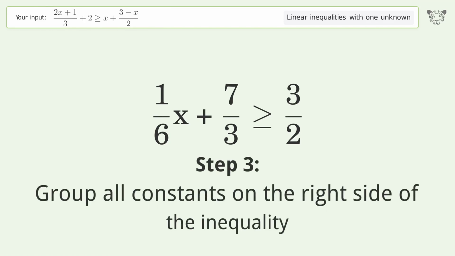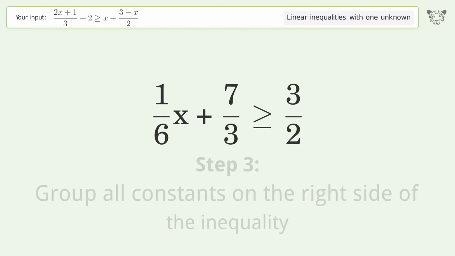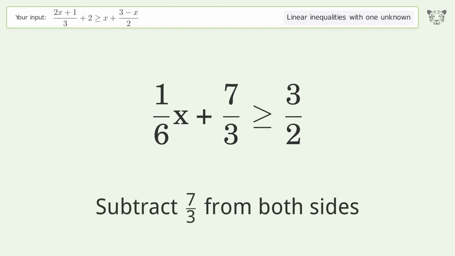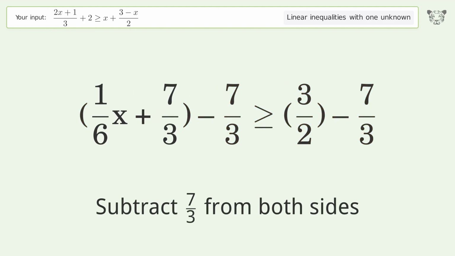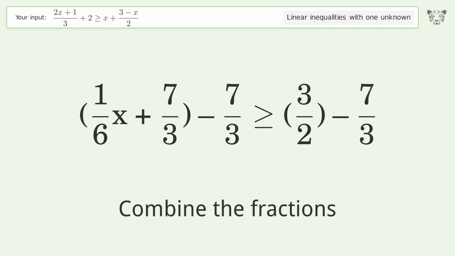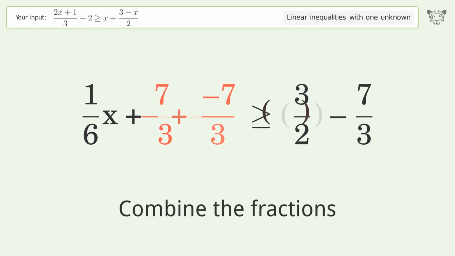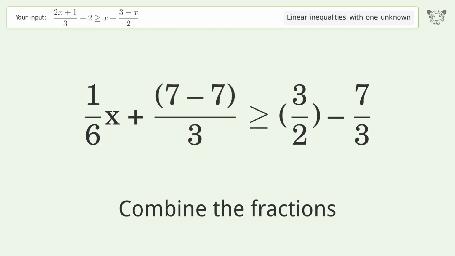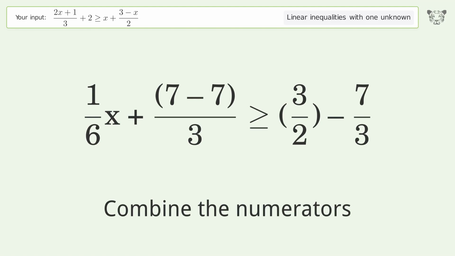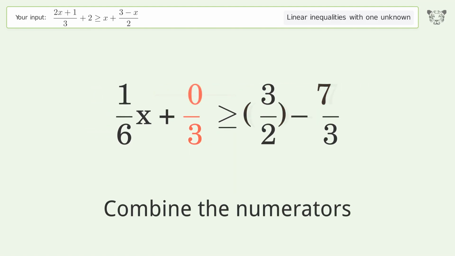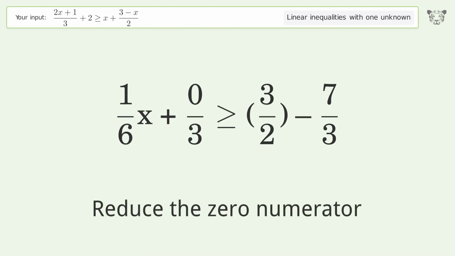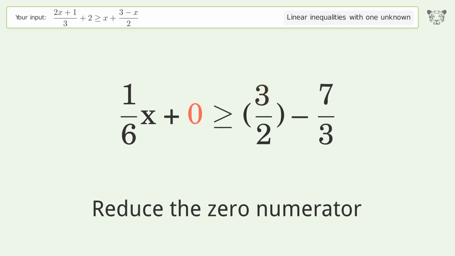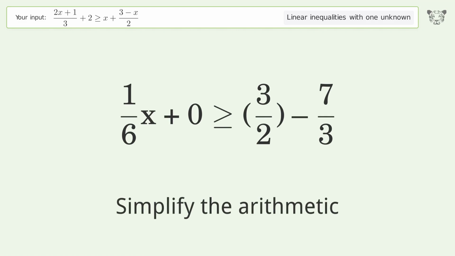Group all constants on the right side of the inequality. Subtract 7 over 3 from both sides. Combine the fractions. Combine the numerators. Reduce the zero numerator. Simplify the arithmetic.